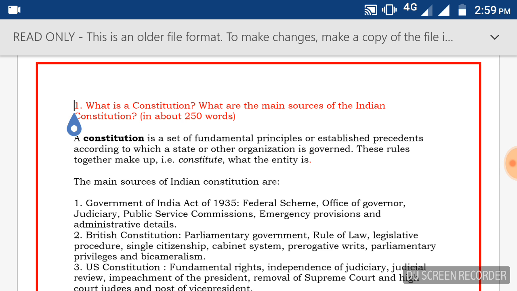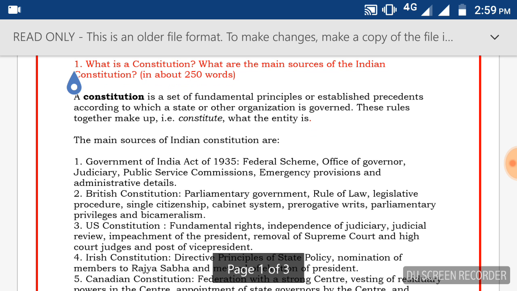Okay friend. So, constitution is a set of fundamental principles or established precedents according to which a state or other organization is governed. Constitution simply is a fundamental principle on the basis of which a state is governed, that is, run. These rules together make up, that is, constitute the constitution. Okay, friend. So, what are the main sources of the constitution?